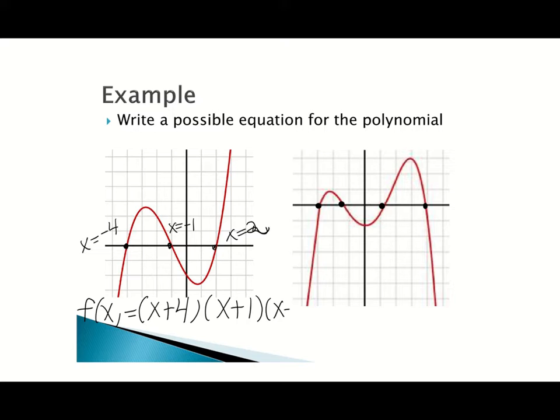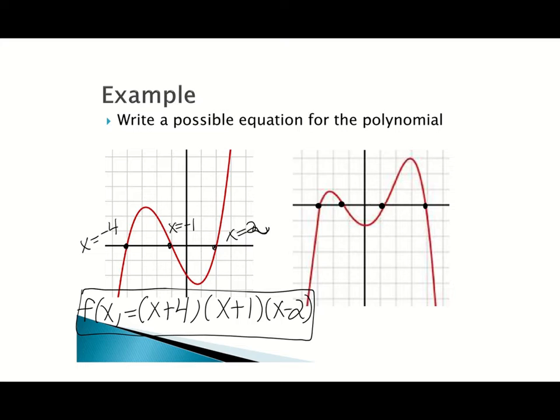and x minus 2. Once I identify what all of my factors are going to be, the only other thing I need to account for is whether this is going to be a positive or a negative function. Since it is ending positive, I know it's positive and I don't need to add a negative out in front. So this would be my final function.